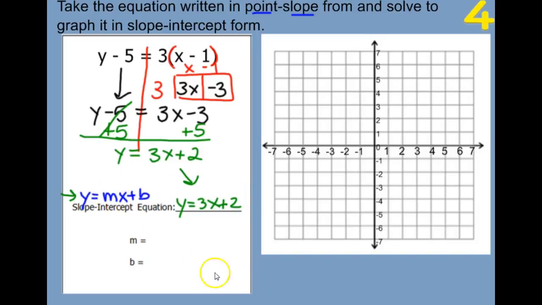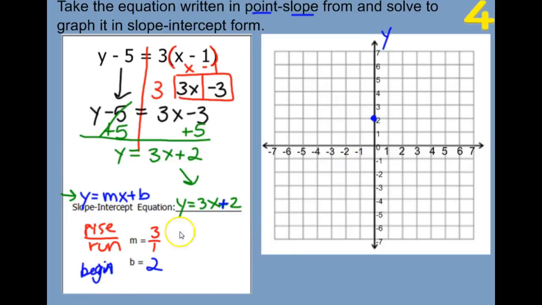So now m, our slope, is 3, or as a fraction, 3 over 1, because remember slope is always rise over run. And then b is where we begin on our graph. Begin at the end here, b is 2. So that's what I'm going to start with. Begin on our y-axis at 2, positive 2, 1, 2.